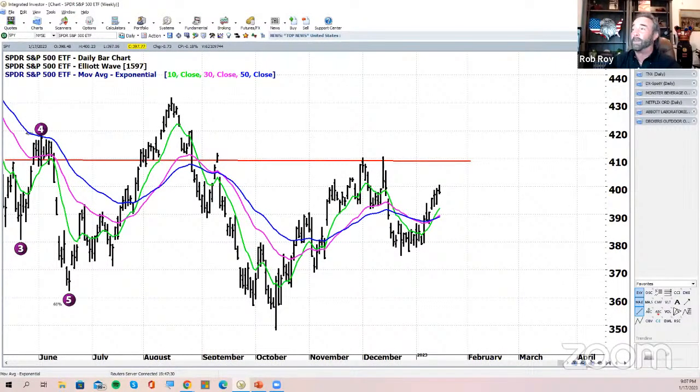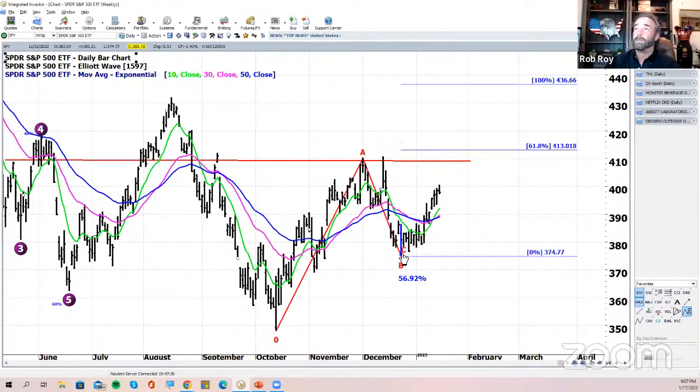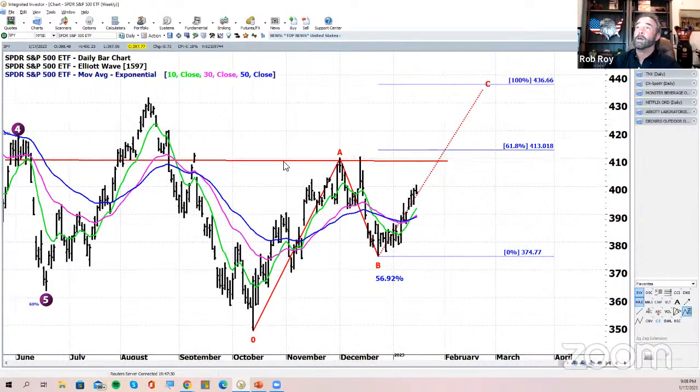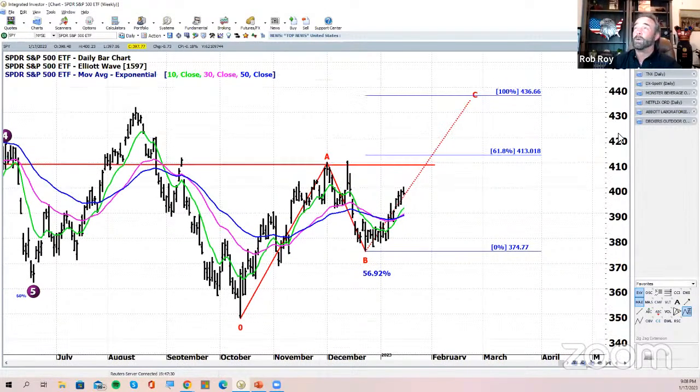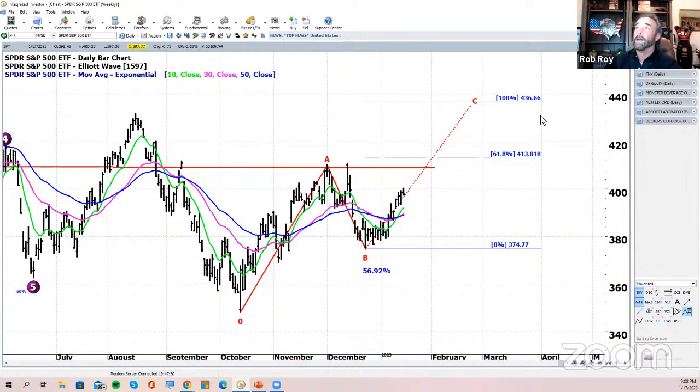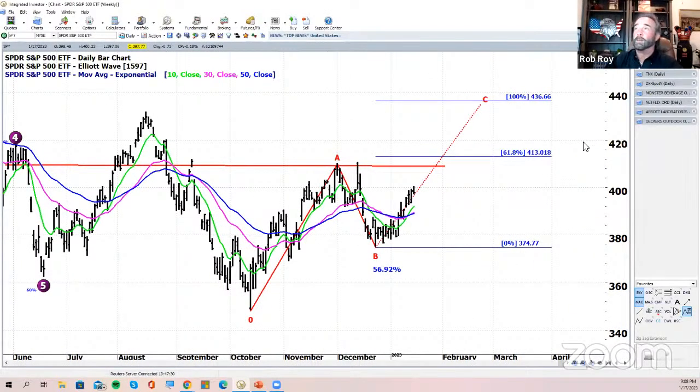That's just my opinion. And then we have this zigzag that we introduced last week here that's still qualified. This is the more recent one. There's still that big downward zigzag that is technically qualified as well. But this is the more recent one, so we'll focus on this. And that gets us all the way up to 436 if that plays out. So we'll see how things break.